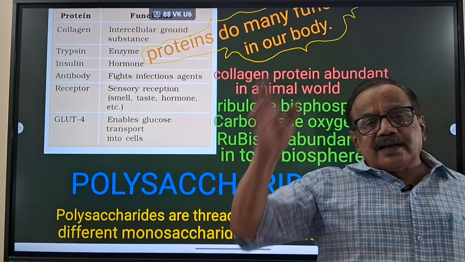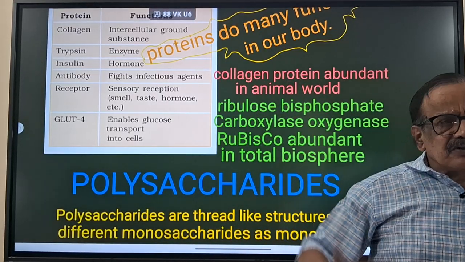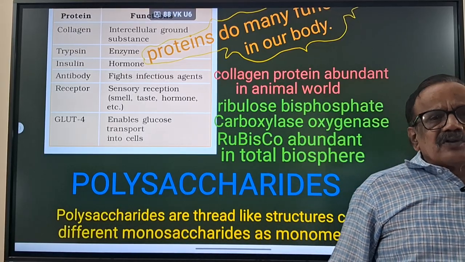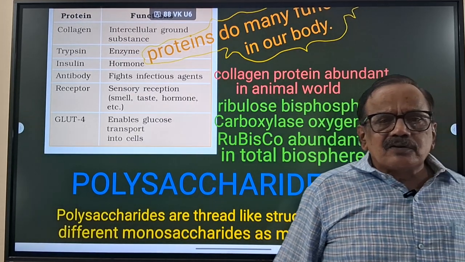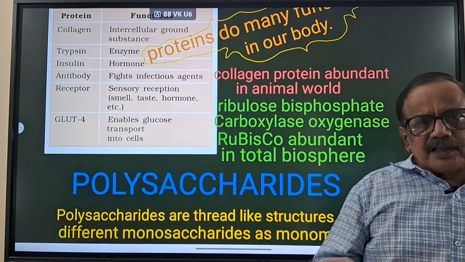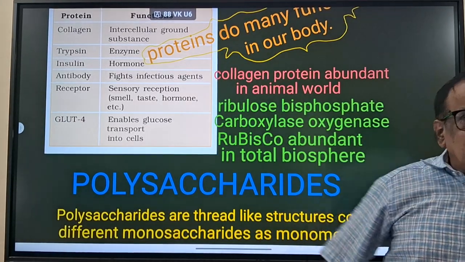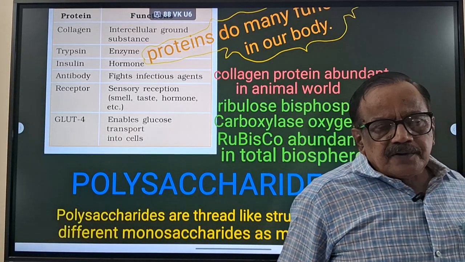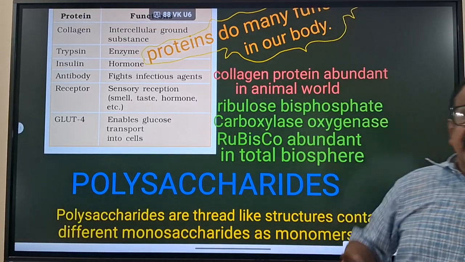Means among all the living organisms, if you count, the highest amount present is RuBisCO, because plants are the producers. Producers' amount will be more. And plants have to do photosynthesis. Carbon fixation is one of the points. In carbon fixation, RuBisCO takes part. So the amount of the RuBisCO enzyme, that is the protein, is abundant in the whole biosphere.